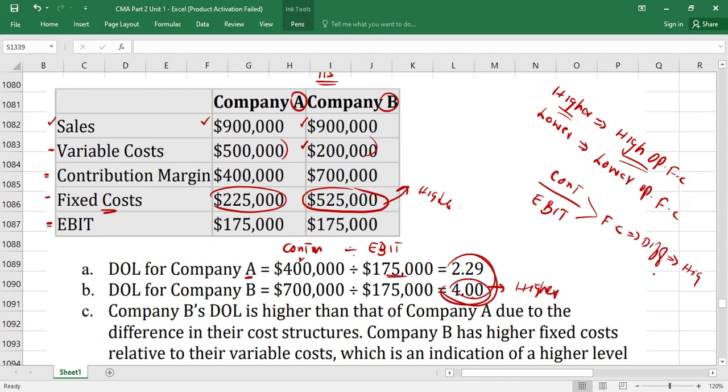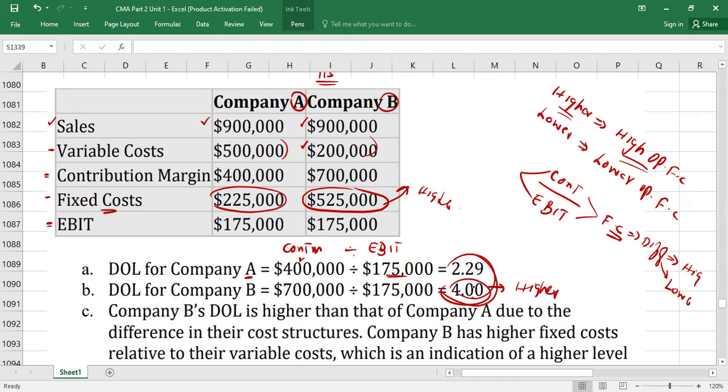If this difference is lower, difference means a fixed cost. If the difference is higher between these two values, contribution and EBIT, the difference is fixed cost. If the difference is higher, it means that the business has high fixed cost. And if the difference is lower, it means that the business has lower fixed cost.